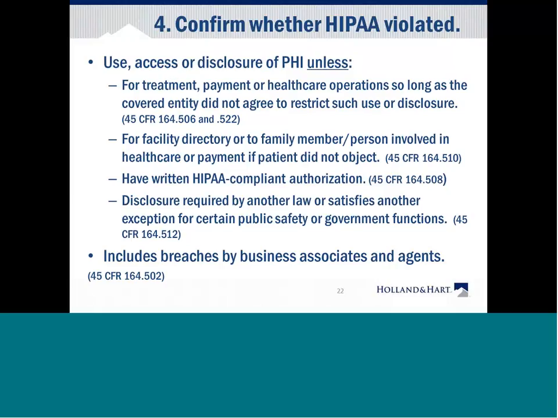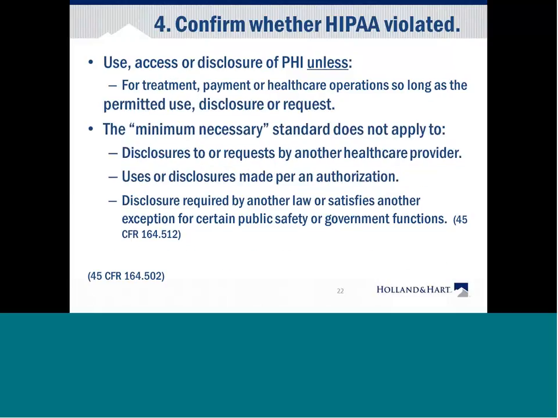That's the second exception. Third exception, you can make certain disclosures for certain other public safety or government functions, so long as you fit within the requirements in 45 CFR 164.512. Generally, for everything else, you have to have a HIPAA-compliant authorization. Remember that the HIPAA rules also apply not only to breaches by the covered entity, but also breaches by business associates and agents of the covered entity or subcontractors of the business associate.